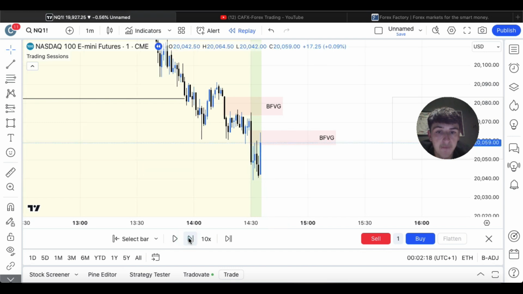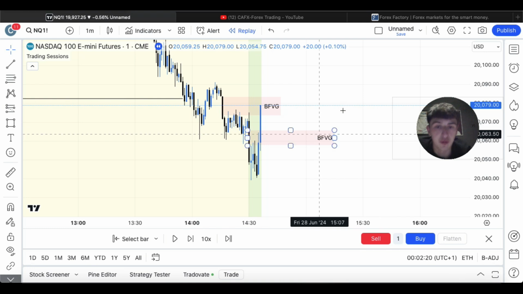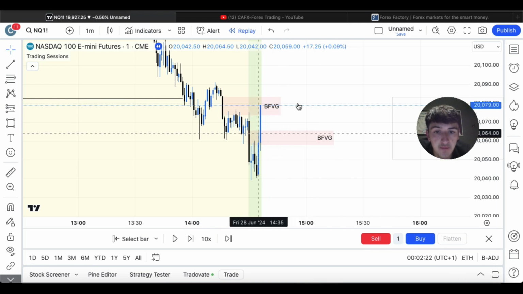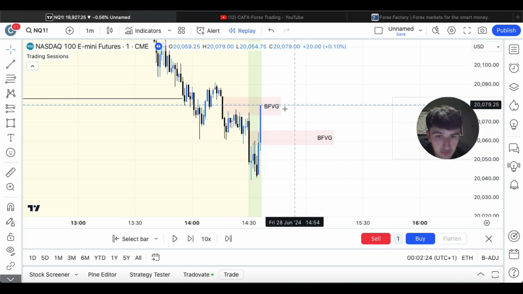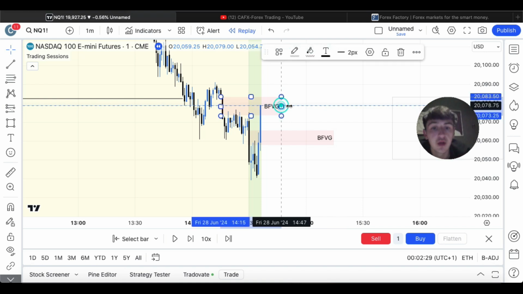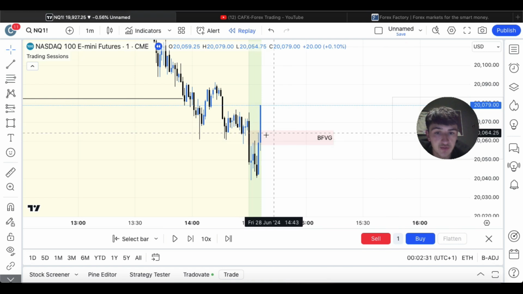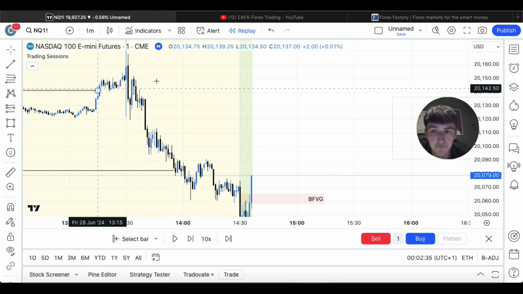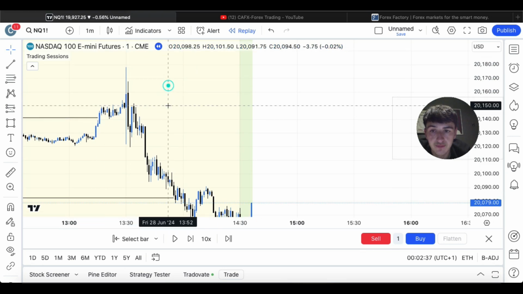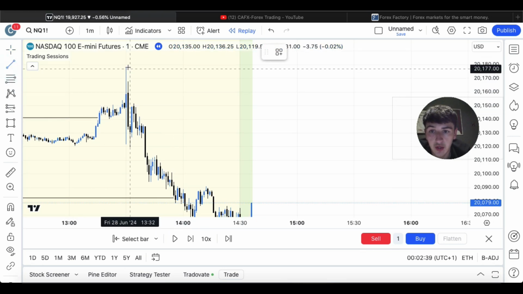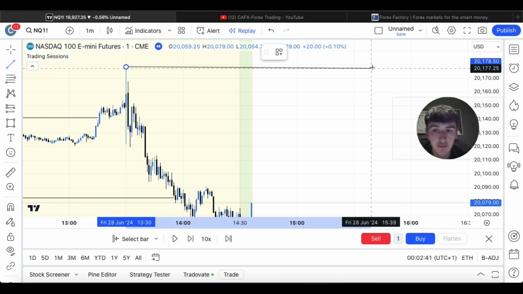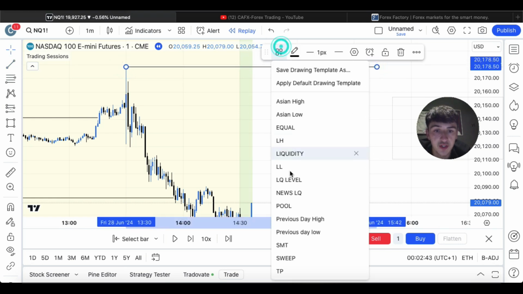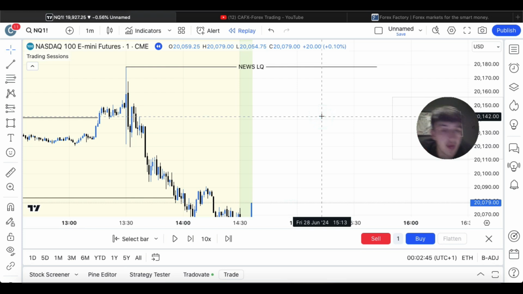Okay. Now we get this displacement up. Now simply what you can do is choose one of your two entry models here. Now what you've got is an inversion fair value gap. So what you can simply do here is target our news high, which is an extremely strong draw on liquidity. So we're going to mark that out. That is going to be our overall target if we decide to enter here.